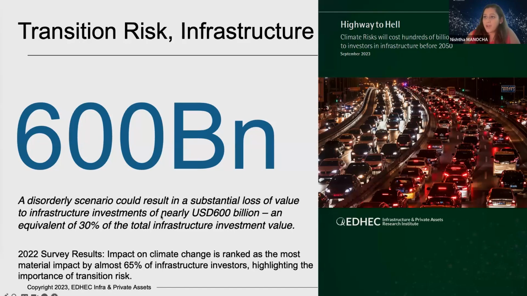And that number that we found for all the assets that we track is $600 billion. So this means that in an extreme scenario, the infrastructure asset class could be looking at losing about $600 billion of money in this situation.